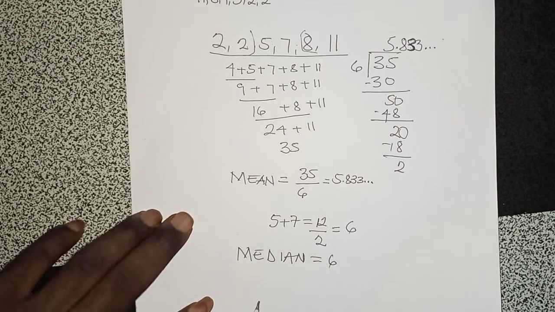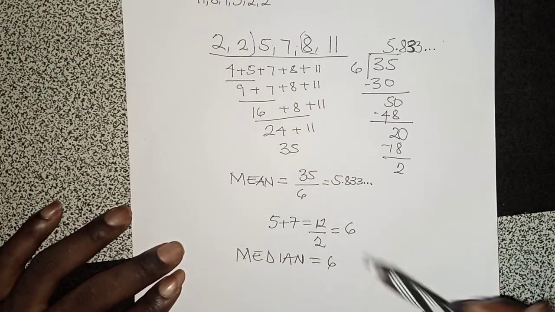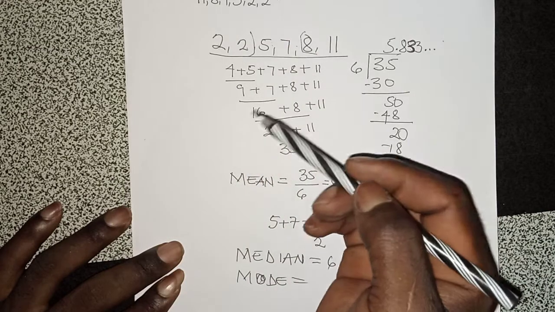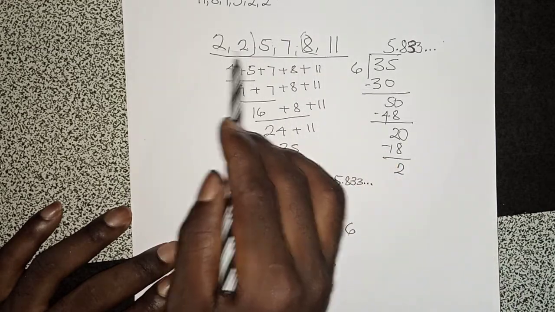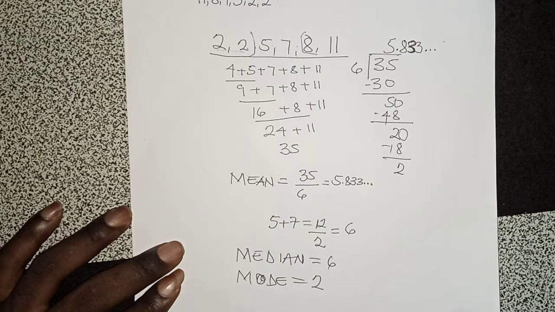So the median is 6. And what about the mode? The mode has to do with the number that repeats over and over. In a very simple way, we say the mode is the number that repeats over and over. The number that repeats over and over again is just 2, because there's a 2 here and there's a 2 here. So the mode is 2.